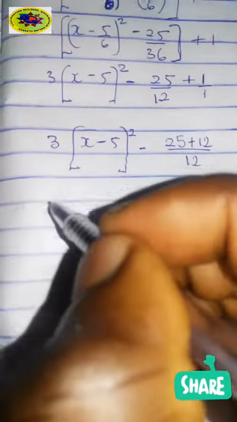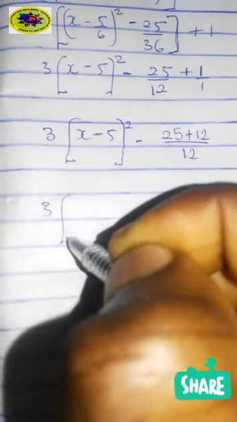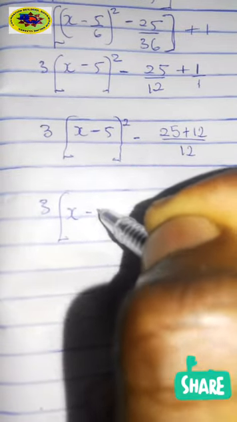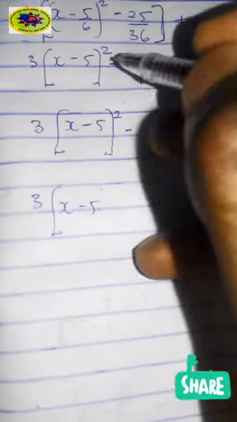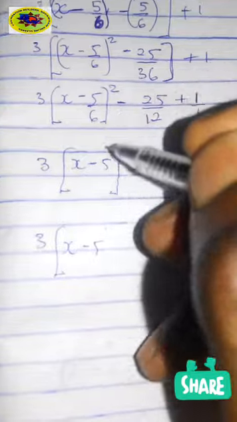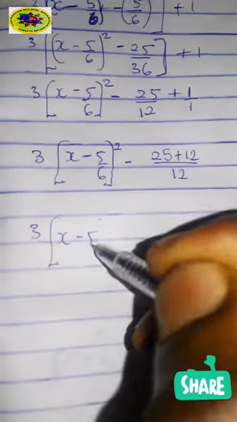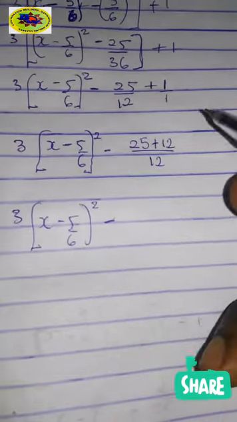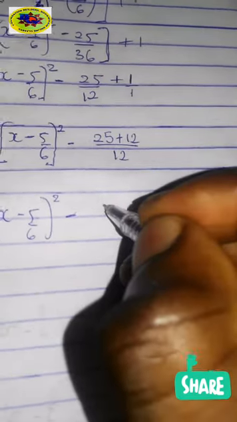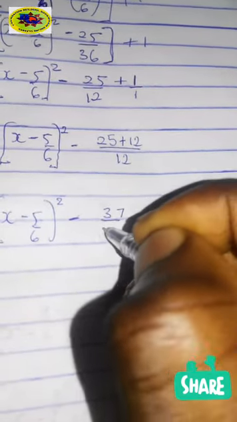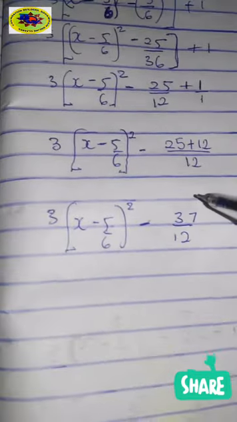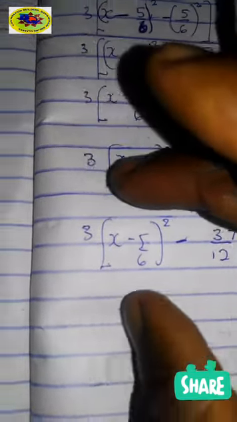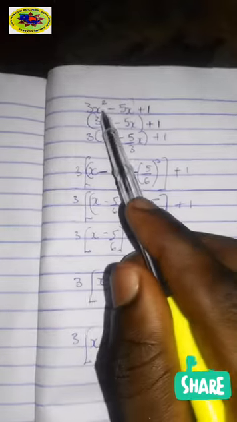Now going further, 3, this is also still in bracket, so this is 5 over 6 from here, 5 over 6 from here, and 5 over 6 from here. Minus 25 plus 12 will give you what? 37 over 12. So now I have completed the square of this expression.